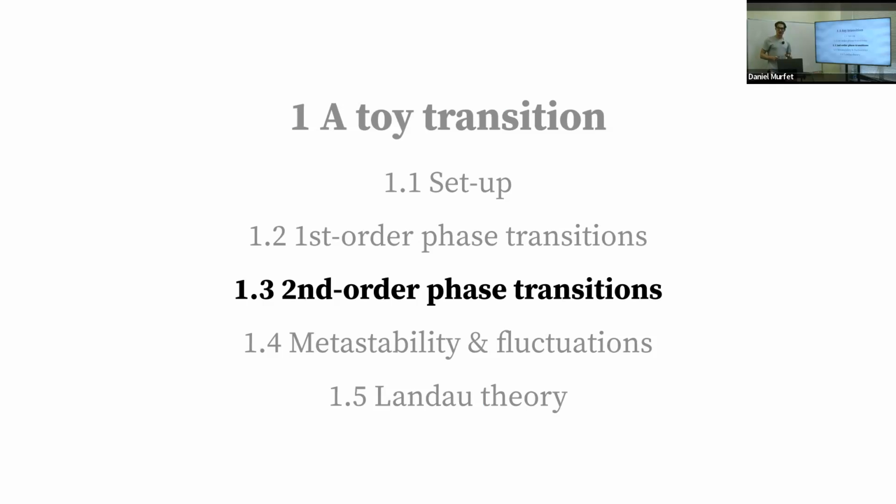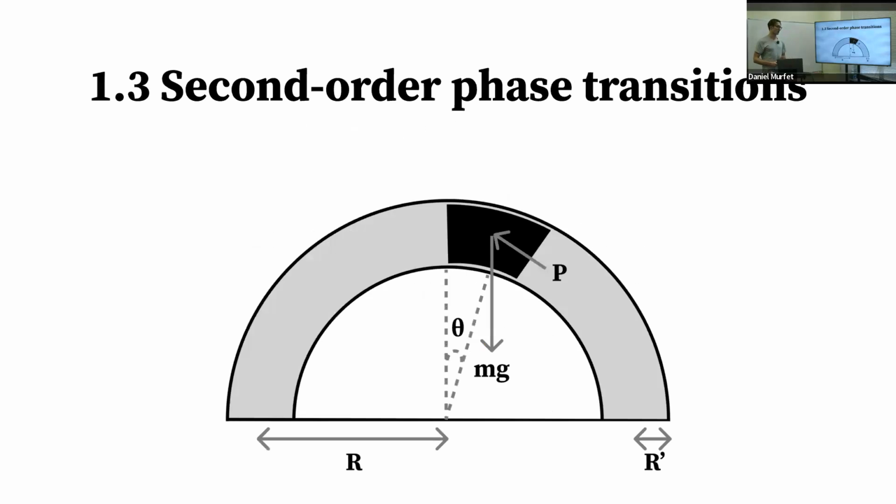Now let's look at the original example for a second order phase transition. We remove the balls and ask ourselves what happens now. As before, you have this double well kind of potential, but now there's no asymmetry in the wells.